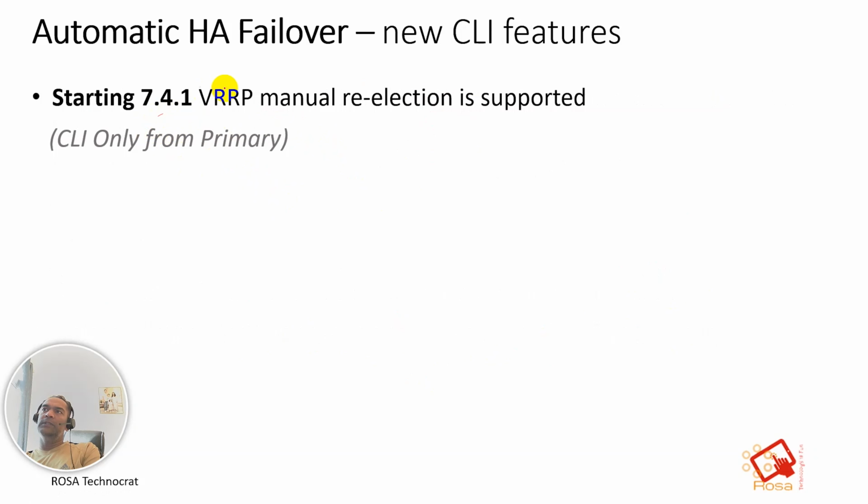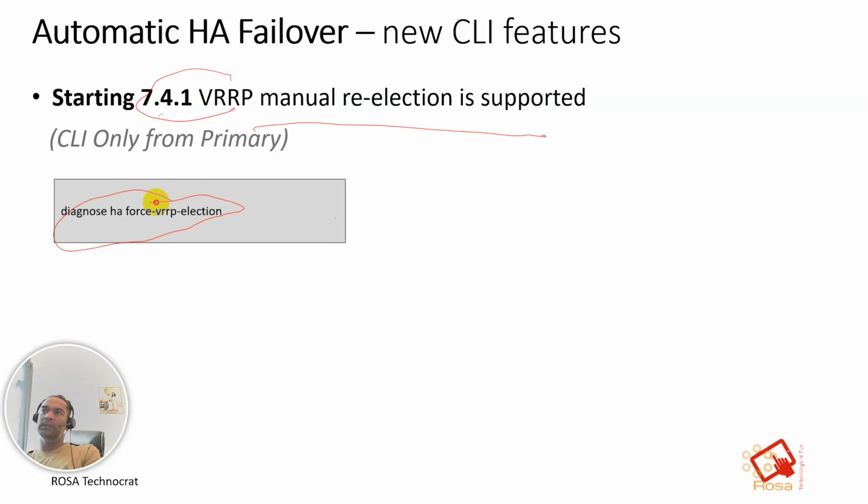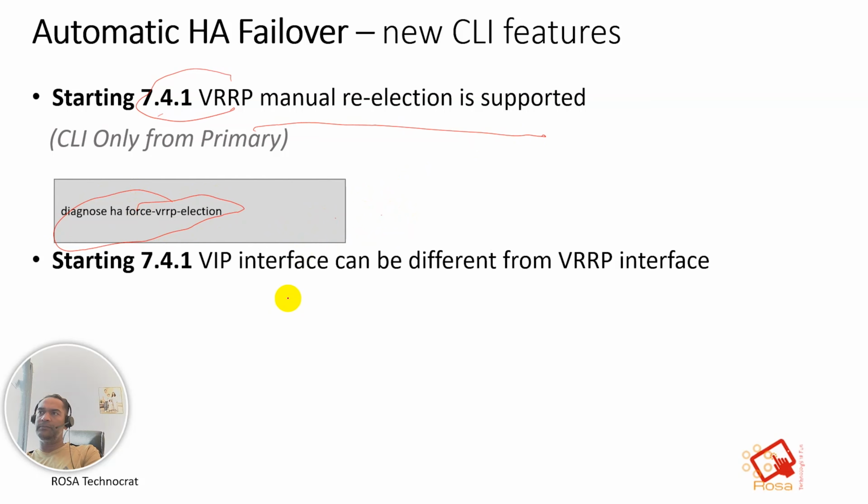Starting from version 7.4.1, VRRP manual re-election is supported. You can force the re-election, and you have to use the diagnose HA force VRRP election command to do a force VRRP election on the FortiManagers.